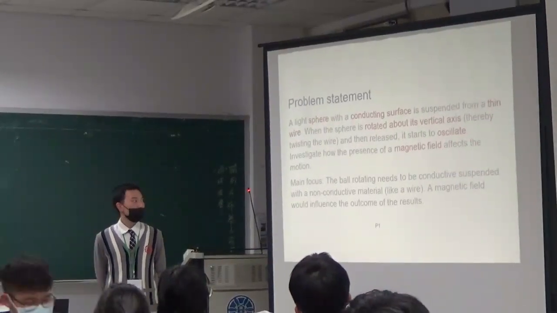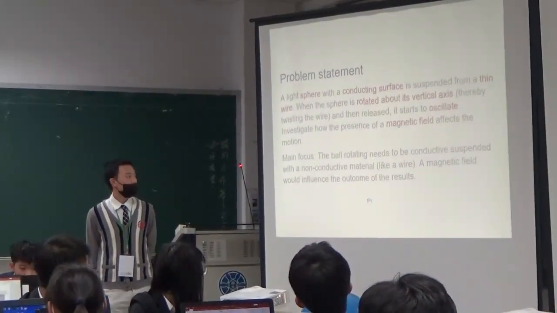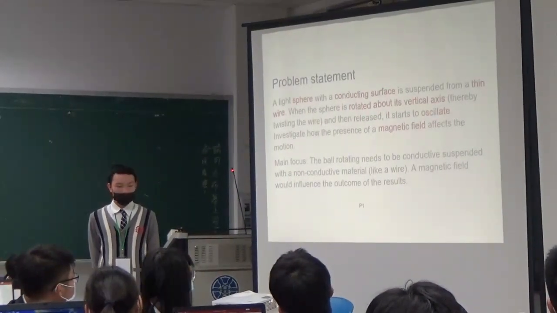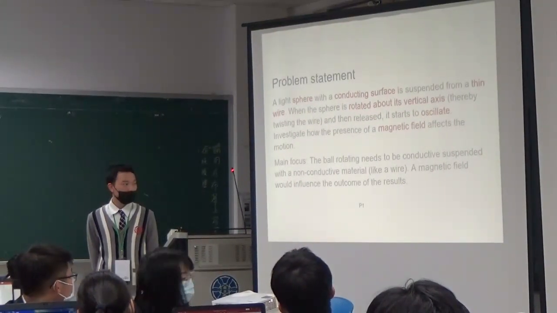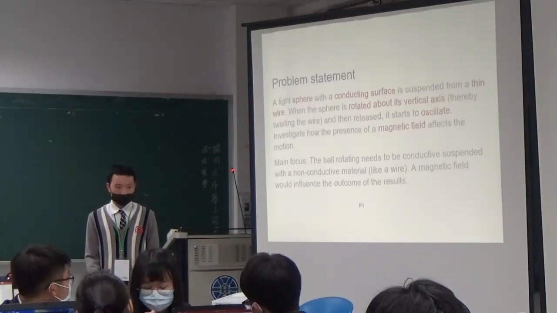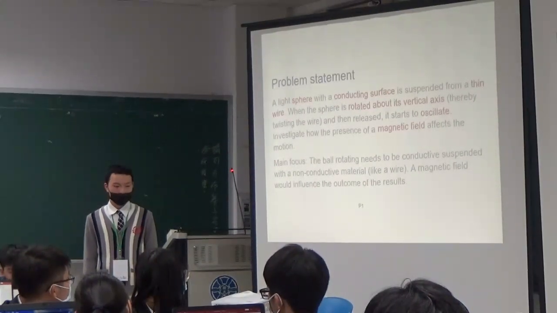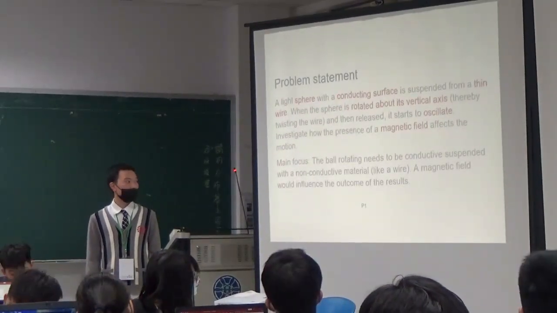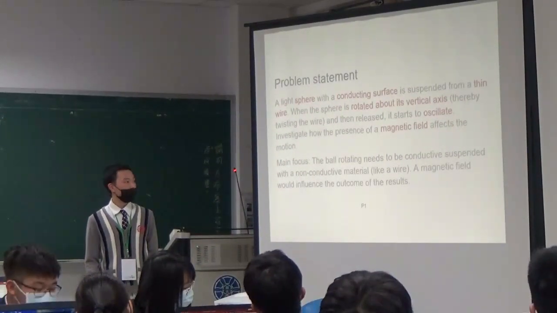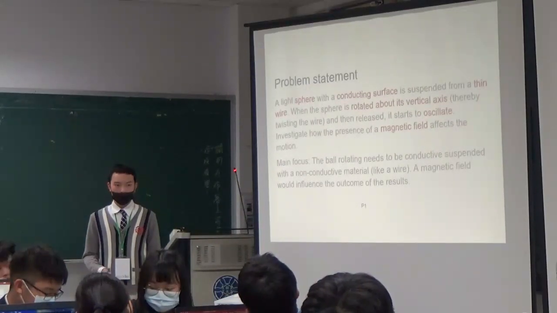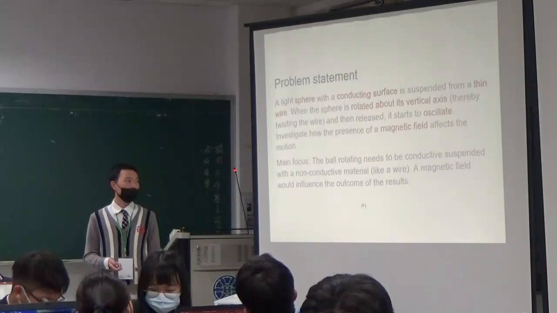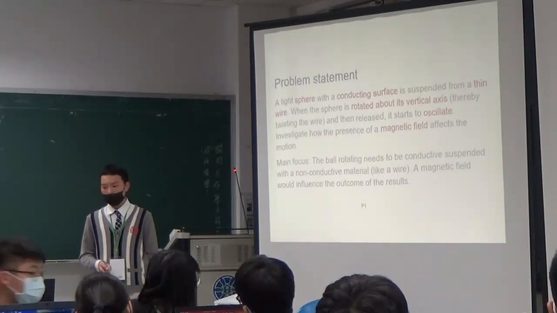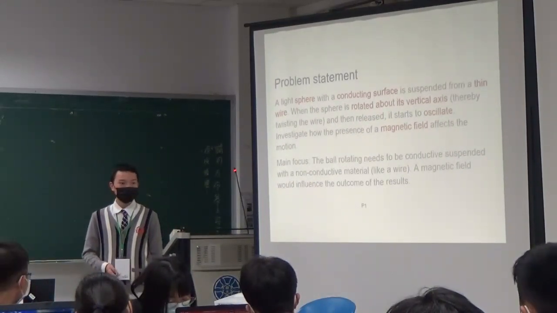So first, I will address the problem statement. Our main focus is that the ball needs to be rotating beforehand, and it needs to be conductive. Aside from the conductive sphere, you need to suspend it with a non-conductive material like a wire. And from the problem statement, we can see that if we add a magnetic field, it will influence the outcome, whether the period or the amplitude of the velocity.